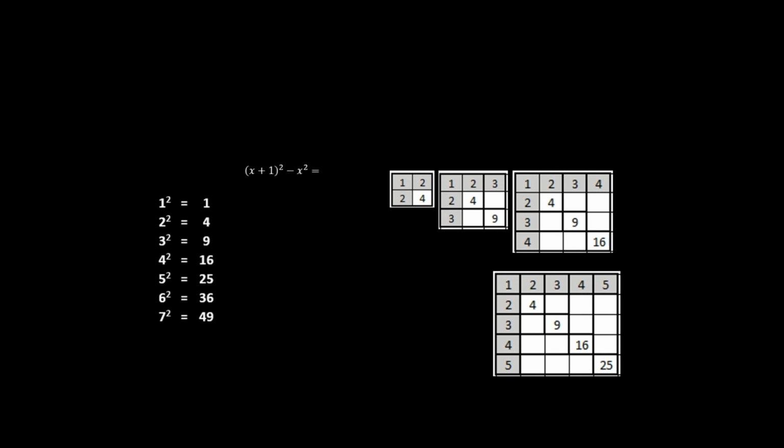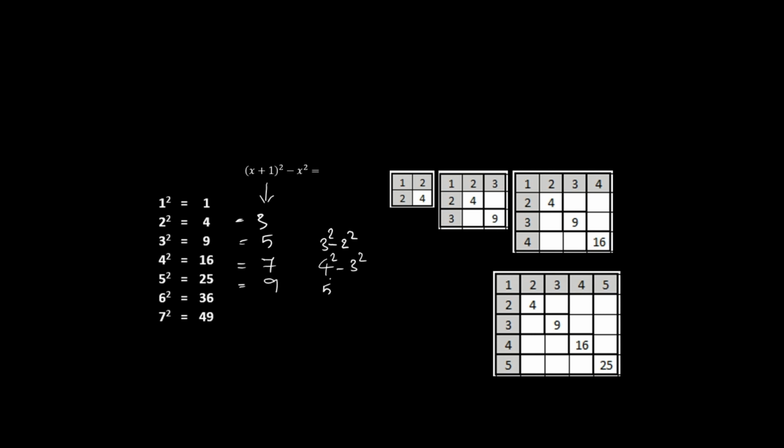2 square is 4, 4 minus 1 is 3. Okay, and 9 minus 4 is 5. So this is 3 square minus 2 square. And 4 square is 16, 16 minus 9 is 7. So this is 4 square minus 3 square. Okay, and 5 square is 25, 25 minus 16 is 9.